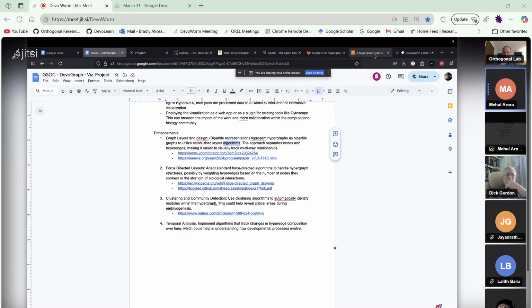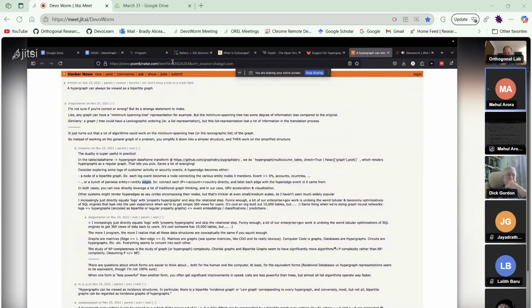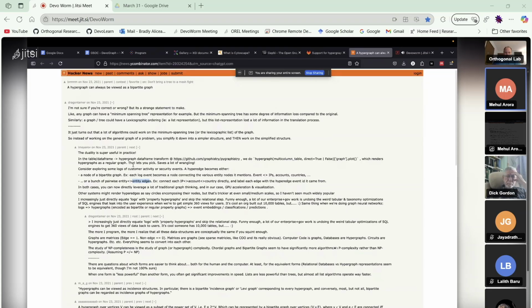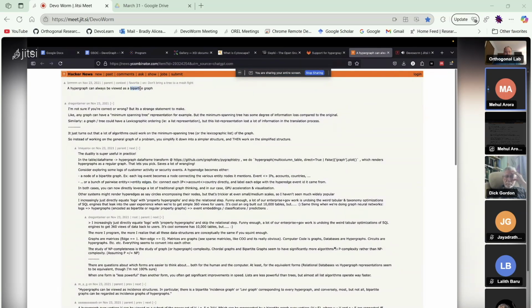Then there was one article on Y Combinator. I found it by accident a few weeks back. They were also proposing a hypergraph and how we can represent it as a bipartite graph. What they said was that the pairwise connectivity, like when we have an adjacency matrix, becomes an incidence matrix when we make a hypergraph. The incidence matrix has nodes and edges as connections. So this is how they represent it as a hypergraph.